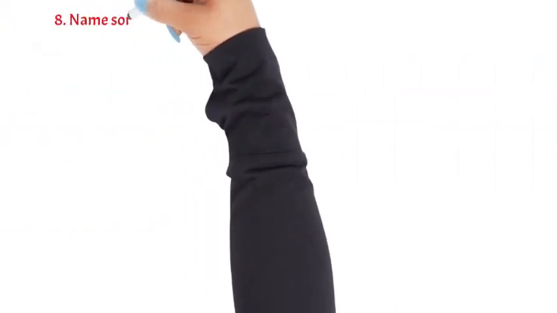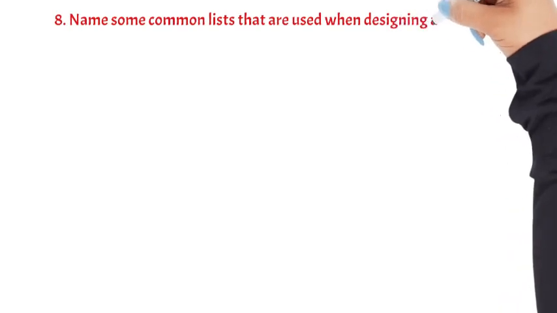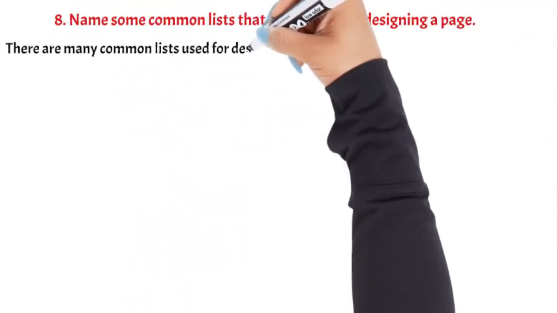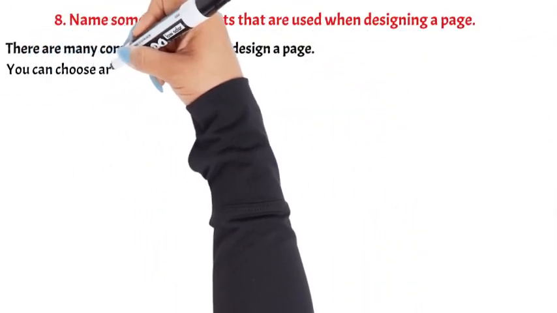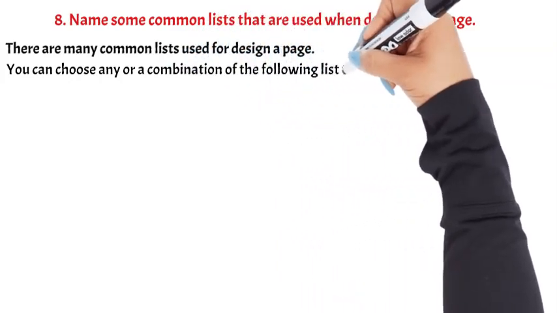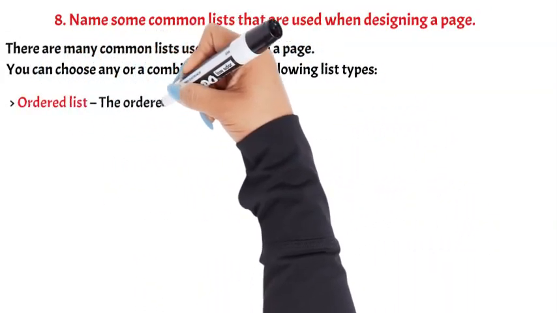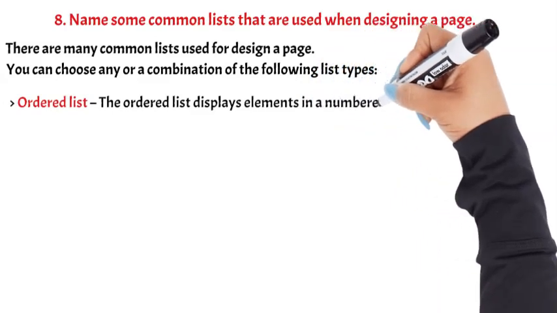8. Name some common lists that are used when designing a page. There are many common lists used for designing a page. You can choose any or a combination of the following list types. Ordered list: the ordered list displays elements in a numbered format.